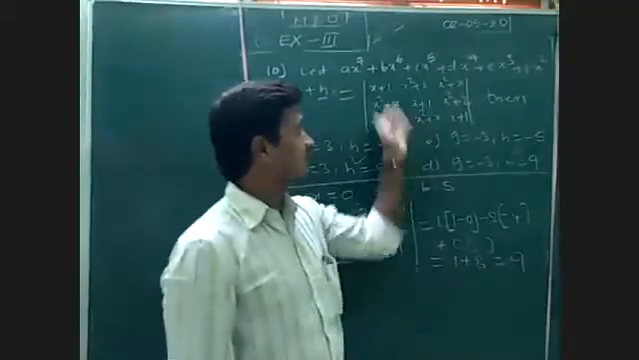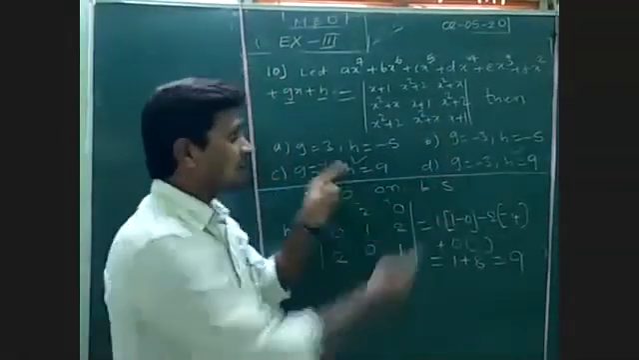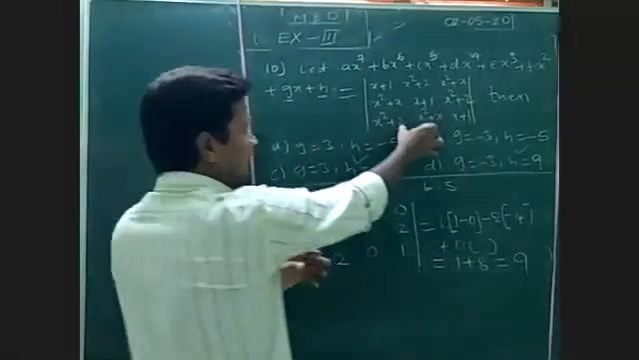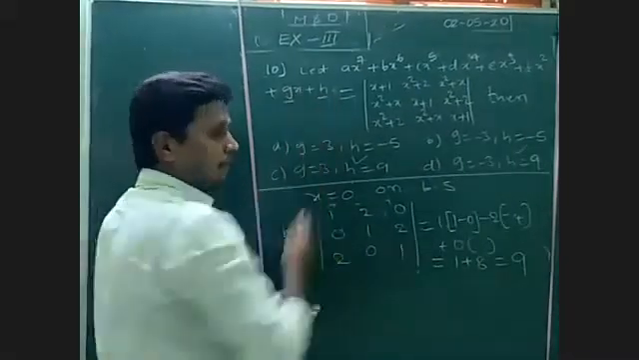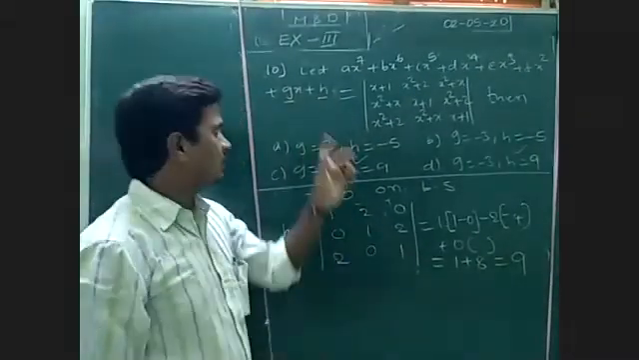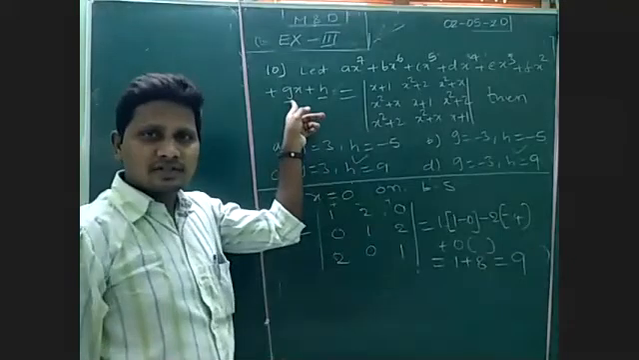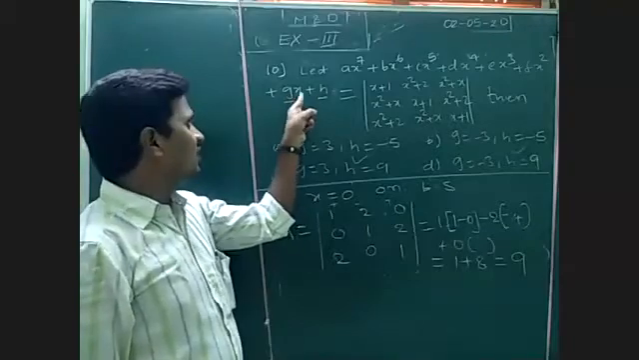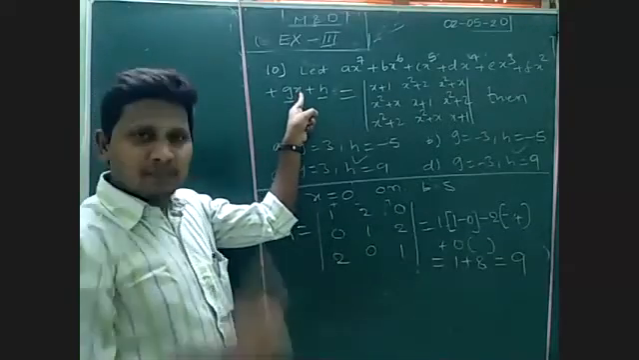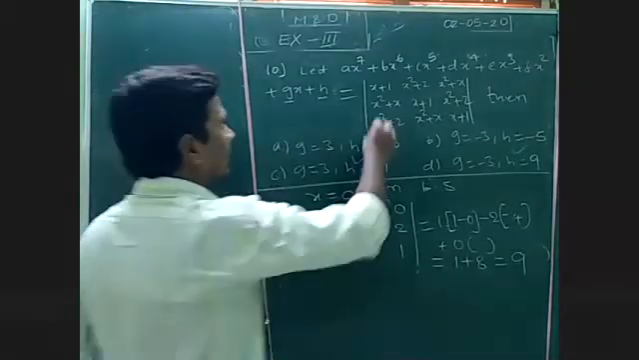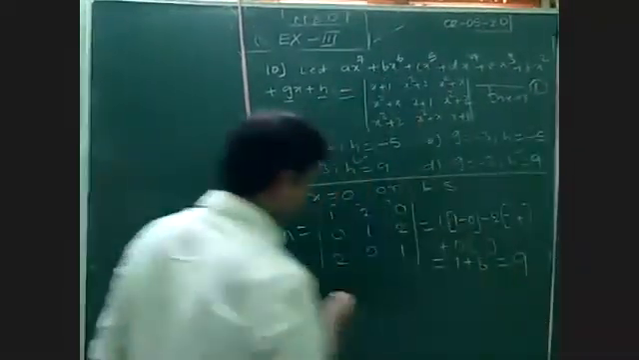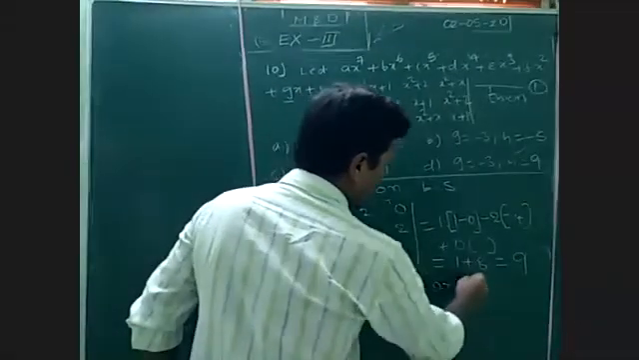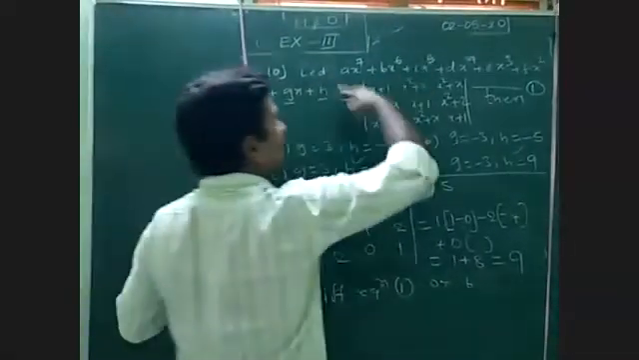We can expand this determinant and, after expanding that, compare the x coefficient on both sides. But instead of that, why don't we make g a constant? Now differentiate. If we differentiate with respect to x, then x becomes 1. So let us take this as equation 1. Differentiate equation 1 on both sides.